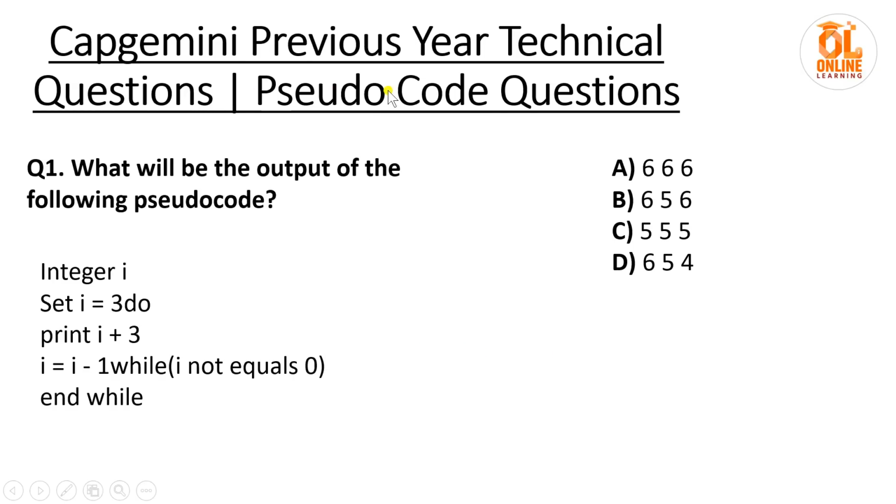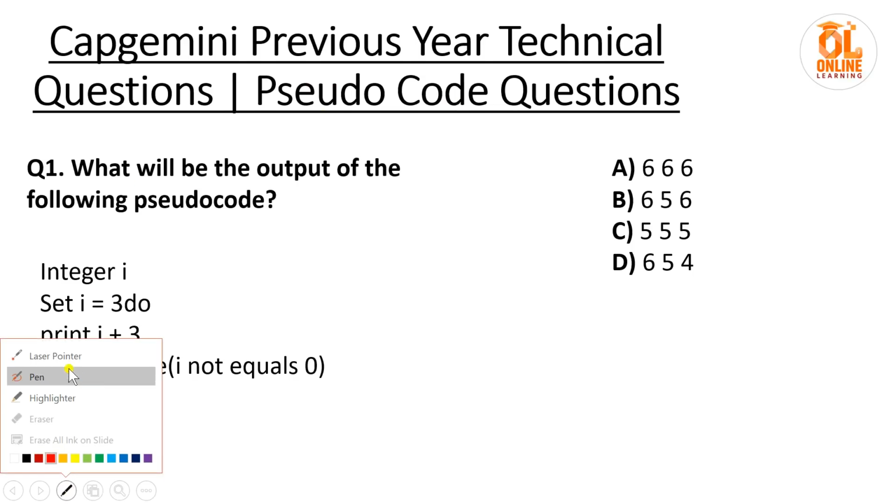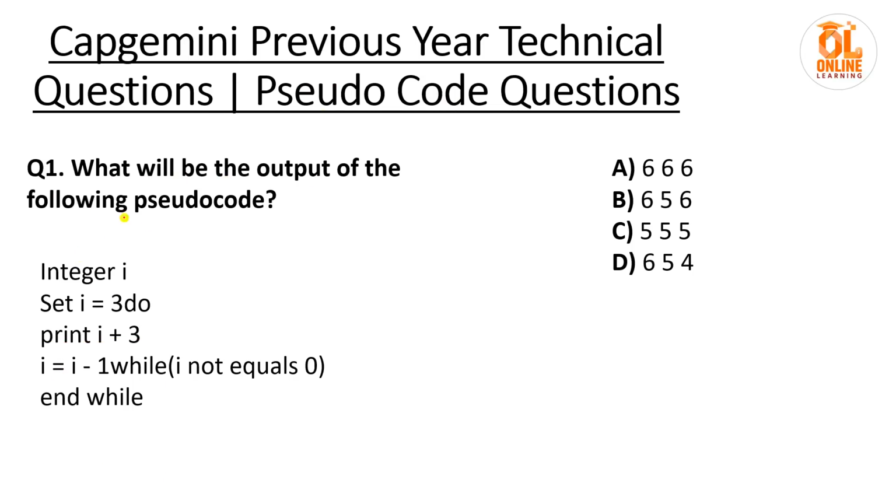Today we want to solve Capgemini previous year technical questions. Coming to our first problem for today. What is the output of the following pseudocode? Integer I, and I equal to 3. Okay, I equal to 3.